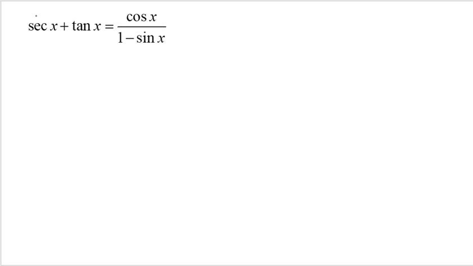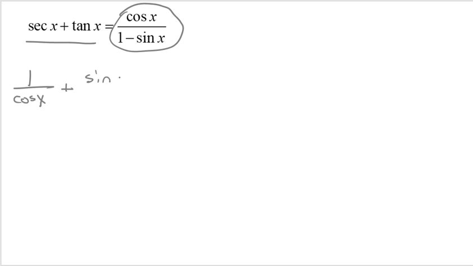All right, now, to be honest, both sides look kind of complicated. Like, neither side looks really simple. But I will say that if you look at the right side, it's all in sines and cosines. So there's actually very little I could do on that right-hand side. Whereas at least if I start with the left-hand side, I can change everything to sines and cosines. So let's do it. Secant is 1 over cosine of x, plus tangent is sine of x over cosine of x.